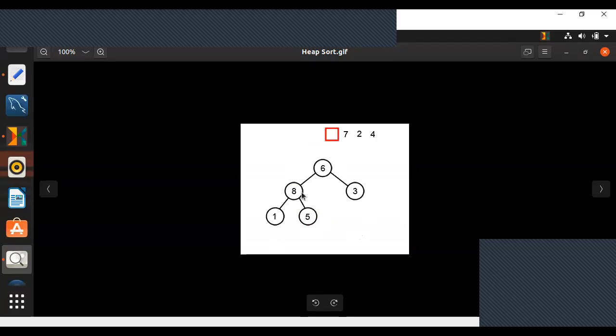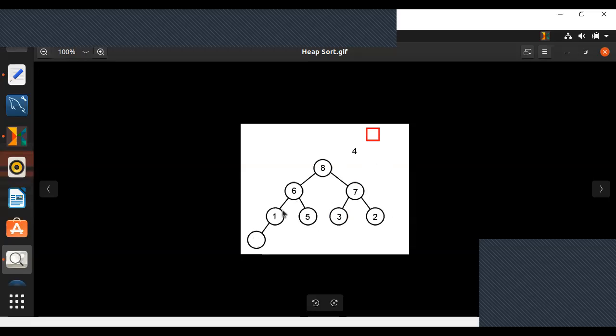Is it greater than or equal to its highest child? No. So you swap it. Again, is it greater than or equal to its highest child? No. So swap it. Same way, you take the node here. Is 3 greater than or equal to its highest child node? No. So swap it. This is the starting rule that you need to know.